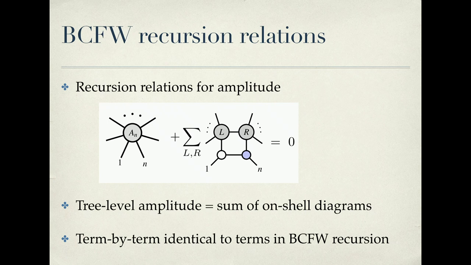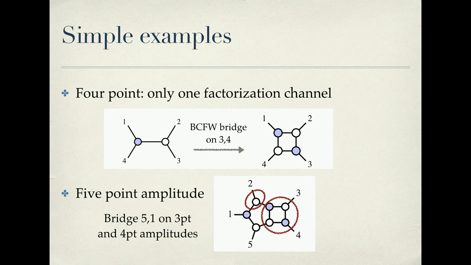We can erase this edge. That will give us the original amplitude. But then we can also erase an edge inside the blob, and that would factorize the thing into two. There are a few more things about it, but this means that the tree-level amplitude is a sum of on-shell diagrams. And term by term, it's identical to these BCFW recursion relations. But let me show it on an example, rather than saying it more theoretically.